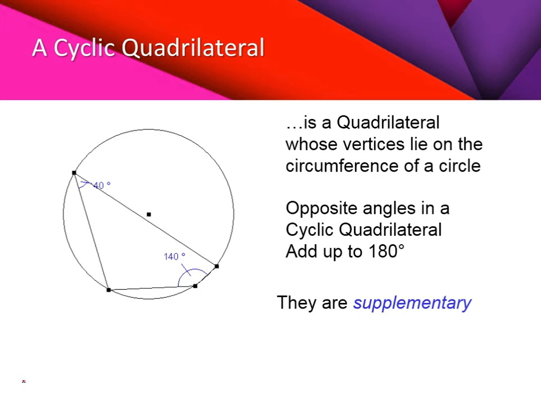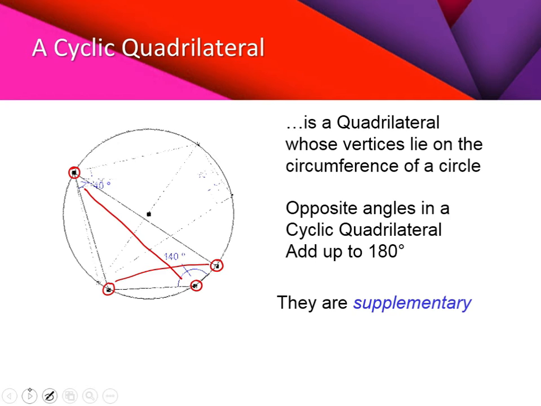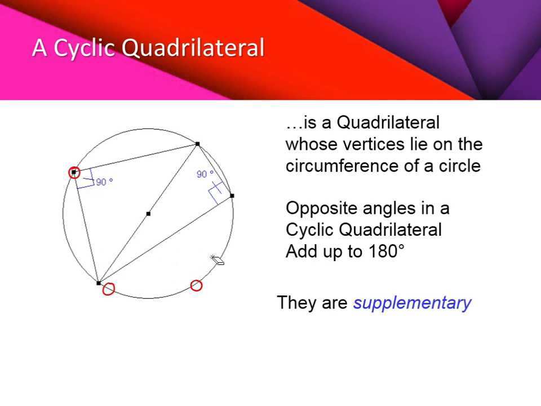Similarly here, as we have a quadrilateral, so this is one of the vertices, 1, 2, 3 and 4. So these two are opposite. Okay, and similarly these two are opposite. So the opposite angles will make a sum of 180 degrees. So 140 plus 40 will be equal to 180 degrees. Then we have one more example here.